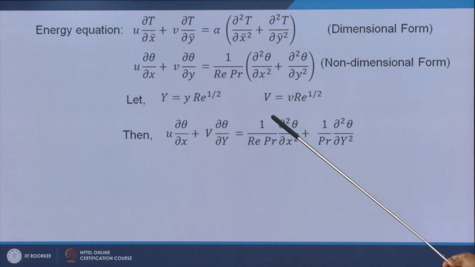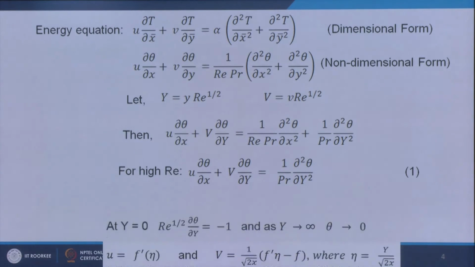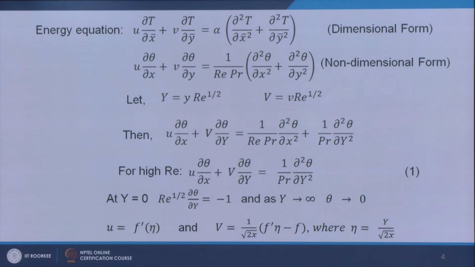So this 1 by RePr del square theta del x square can be cancelled, and finally this equation we have already shown in the previous lecture, where streamwise conduction has been neglected. Important thing will be the boundary condition.